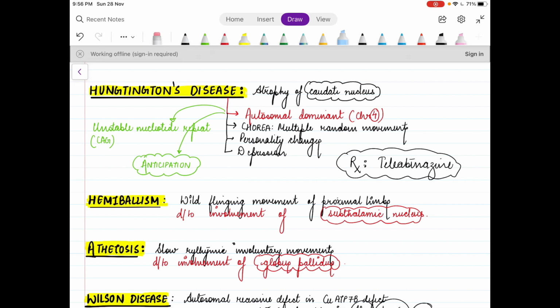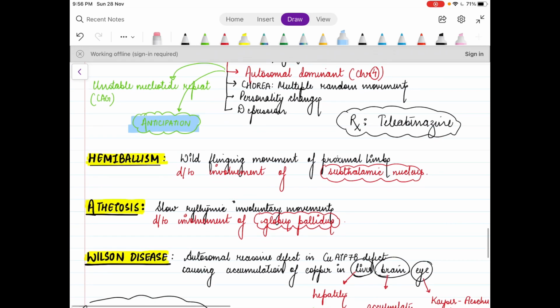The main symptom of Huntington disease is chorea, that is, multiple random movements. Along with chorea, personality changes and depression are seen. There is also a significant and very important phenomenon associated, that is anticipation. Anticipation refers to the process where, for example, if a father has Huntington's chorea at the age of 40, and he has a daughter, then she may or may not develop Huntington's chorea. But if she develops it, it will be at an age earlier than that at which her father developed the disease, for example at age 20 or 30. This process is known as anticipation.